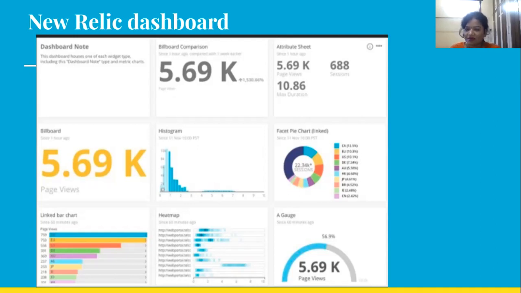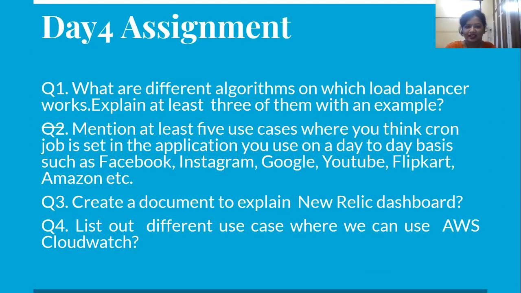So that was all about New Relic. Let's move on to the last question: list out different use cases where we can use AWS CloudWatch. AWS CloudWatch is also used to monitor data. We can gather the client-side data at every layer of the performance stack, starting from your front end to your infrastructure.